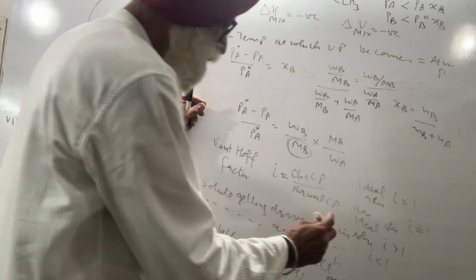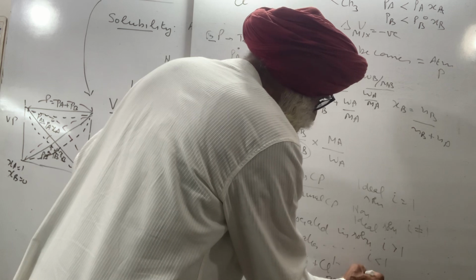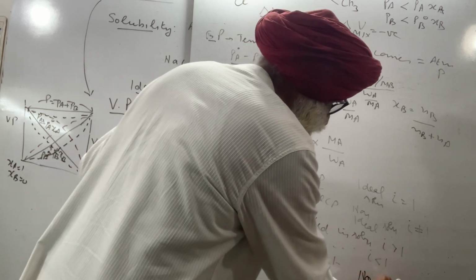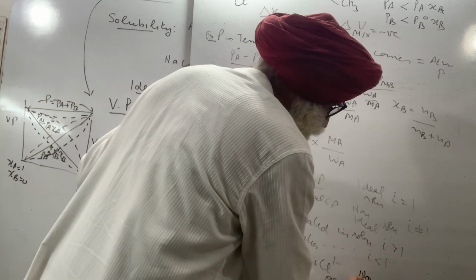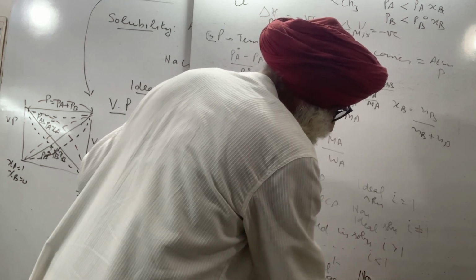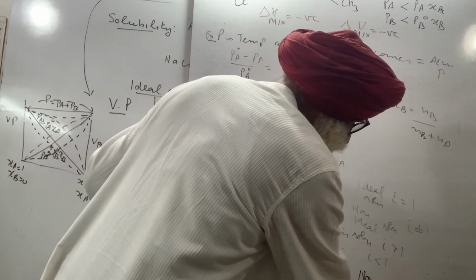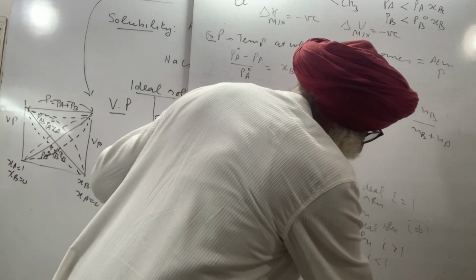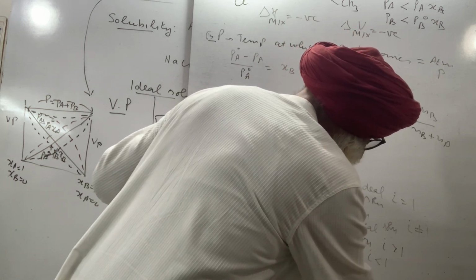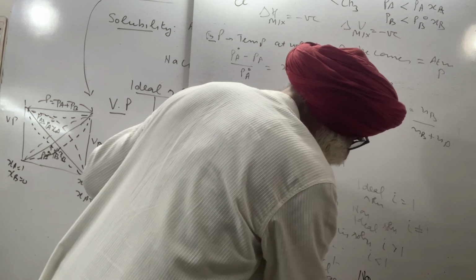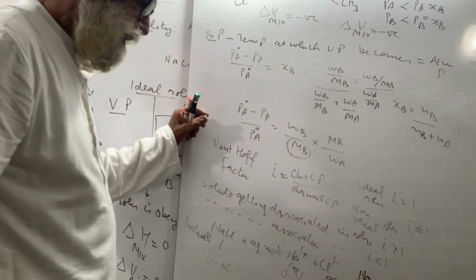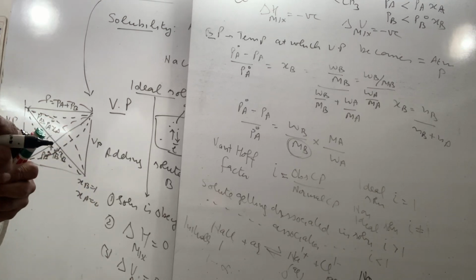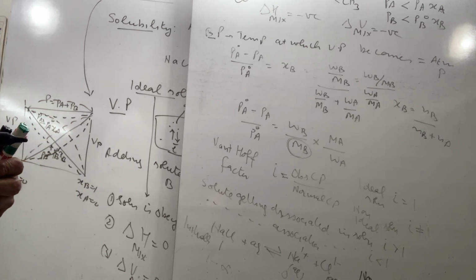While the normal colligative property was proportional to one particle, the observed colligative property will be proportional to 1 minus alpha plus alpha plus alpha, which is 1 plus alpha. Therefore, i will be equal to 1 plus alpha over 1. So as a result, for dissociation, i will be greater than 1.